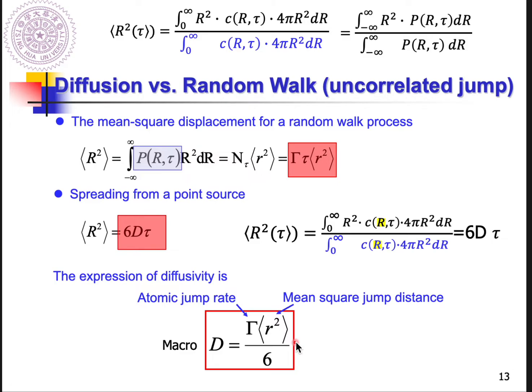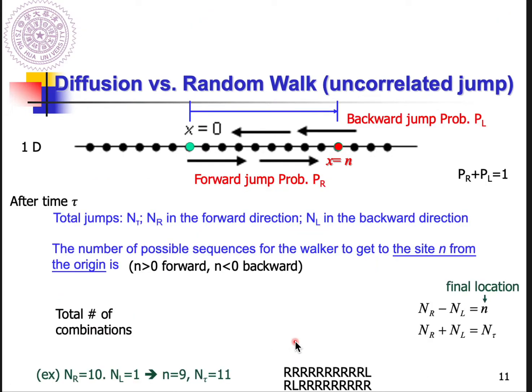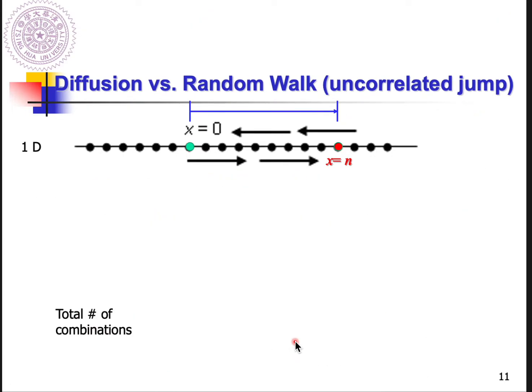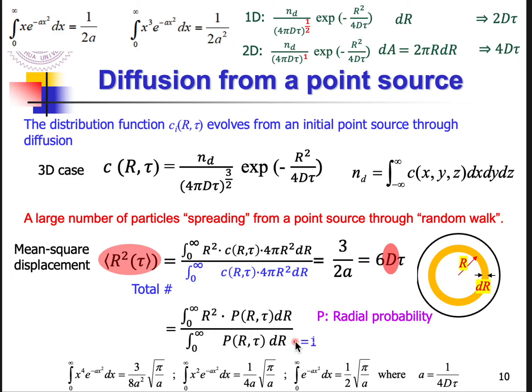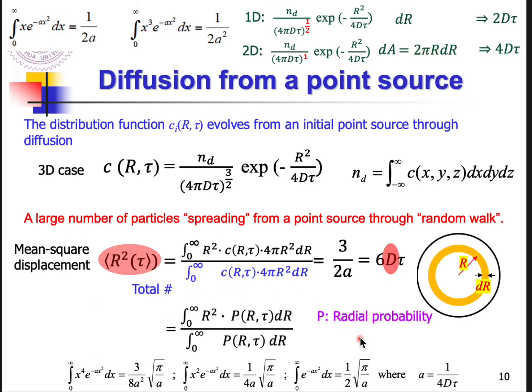Okay, so this is the result, but let's move back to show you how to use the other approach to get the mean square displacement. The other approach is what we call the probability. P is a radial probability, which means the probability you can find the diffusing atoms in your materials, or at least in this bowl.